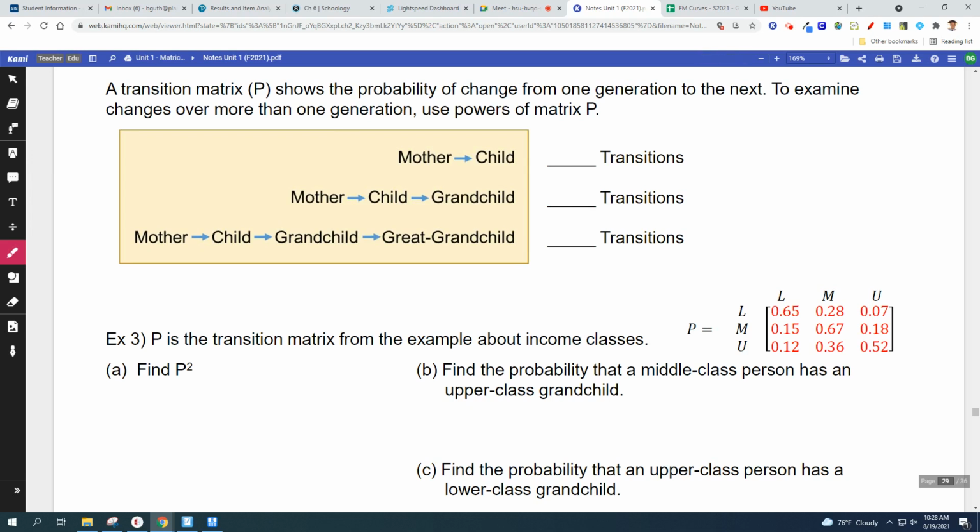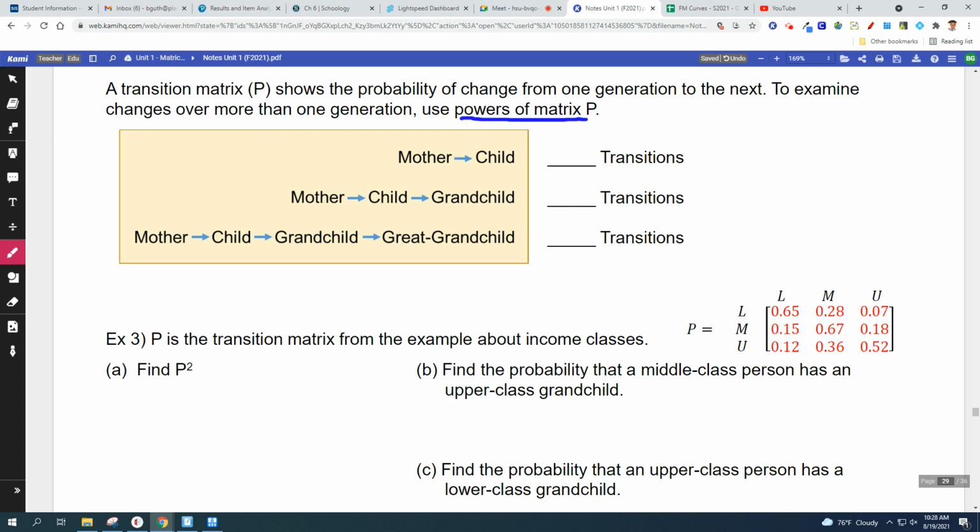This slide is important. A transition matrix P shows the probability of change from one generation to the next. To examine changes over more than one generation, we're going to use powers of the matrix. And this is where you're going to want a calculator. We're going to take that matrix to the second power, third power, fifth power, ninth power, whatever.